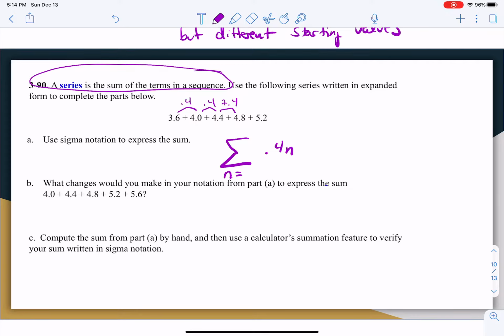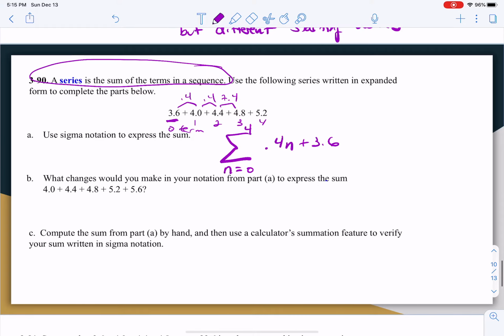But now if I want to express the sum of this sequence, if I'm going to use 3.6 as the 0 term, I need to make sure I start counting my n's at 0. And if 3.6 is the 0 term, I have 1, 2, 3, 5.2 is going to be the fourth index. So my index is going to go from 0 to 4. And my argument is 0.4n plus 3.6.